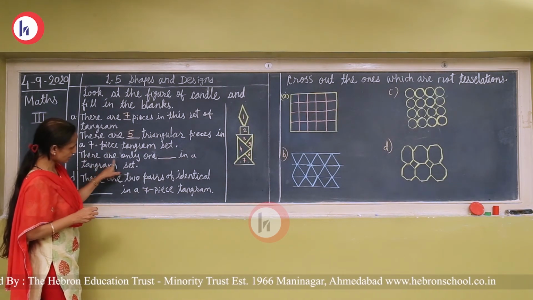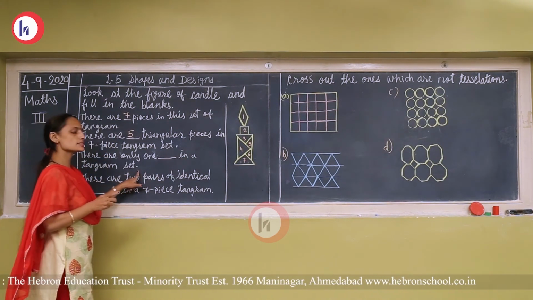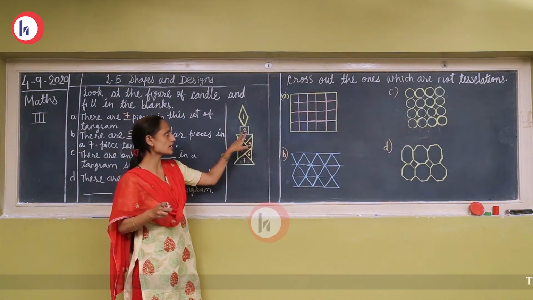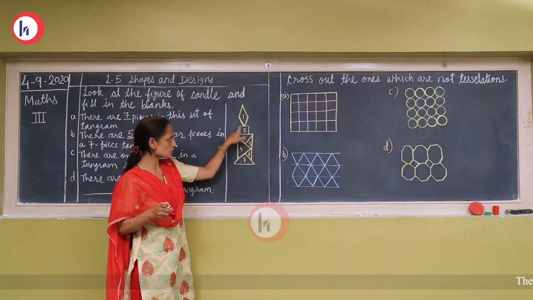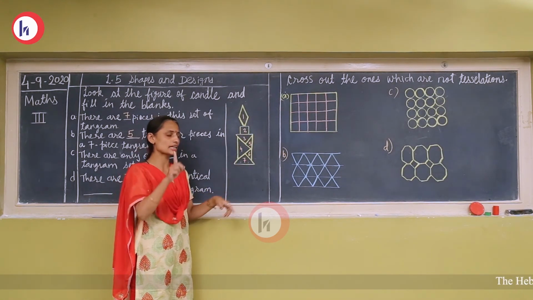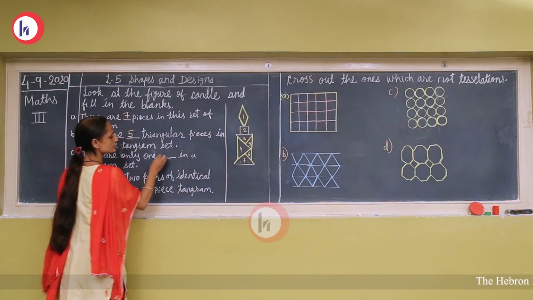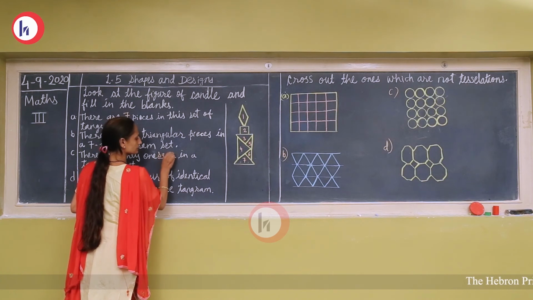Next, there are only one dash in a 10 gram set. So only one piece is a square. This is a square shape. Means the square shape is used only one time in this picture. Means our answer is square.